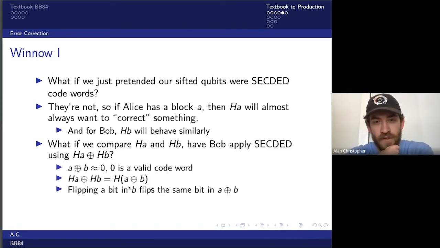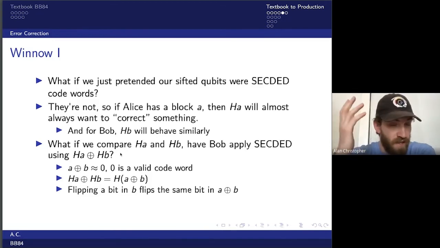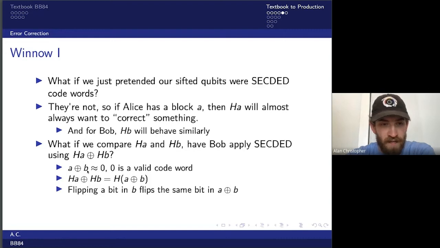But what if we compare just the differences, and specifically the differences between these syndromes? So if Alice has block A, Bob has block B, and they've both computed syndromes, what happens if we have Bob apply SECDED correction using the XOR of these two syndromes rather than just his own syndrome? And the first thing we see there is that, okay, well, A and B are highly correlated, right? The only reason they should have errors is because of one-off bit flips resulting from measurement failures. So this code word should be about 0. And when I say about 0, I mean the Hamming distance to 0, the number of bit flips necessary to make it into a 0. Very few bit flips are required.